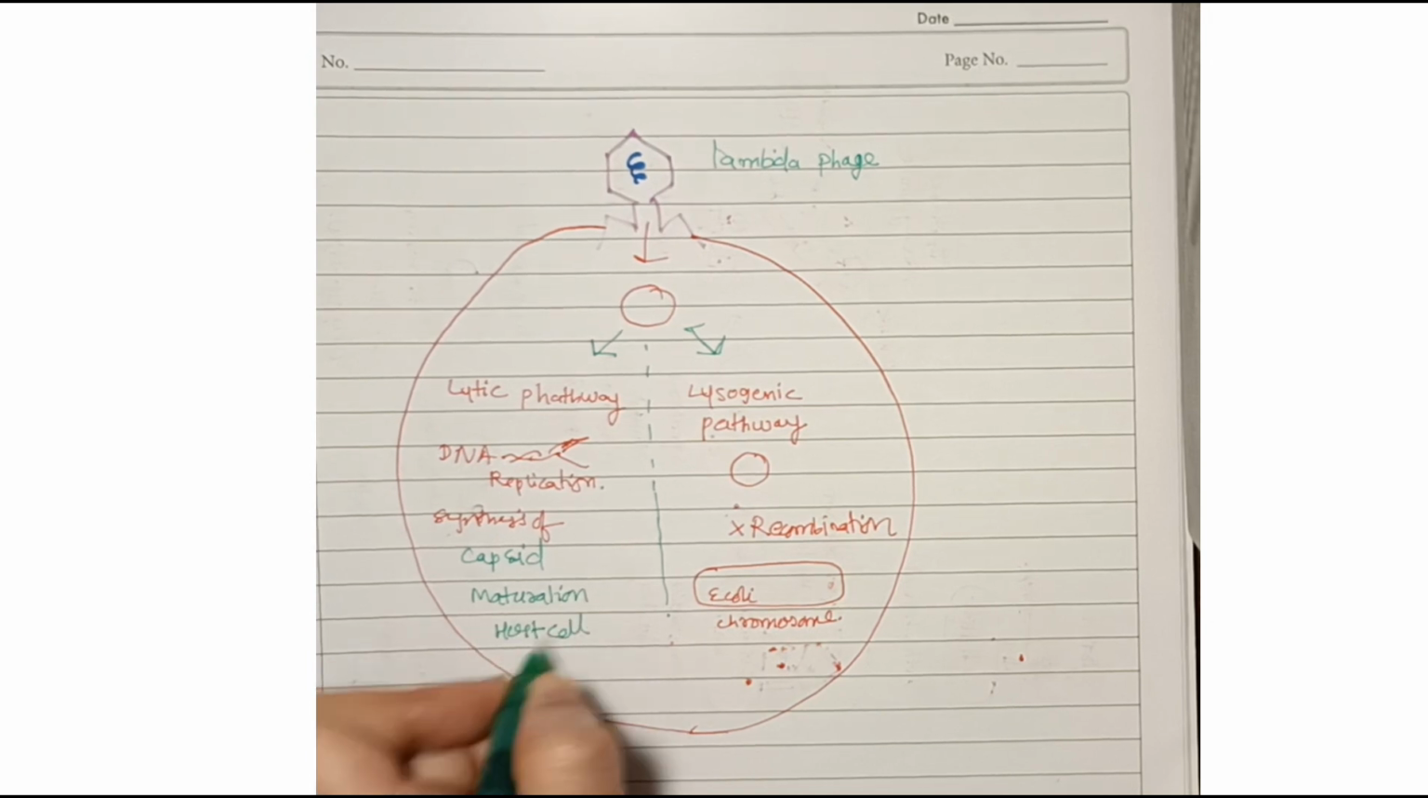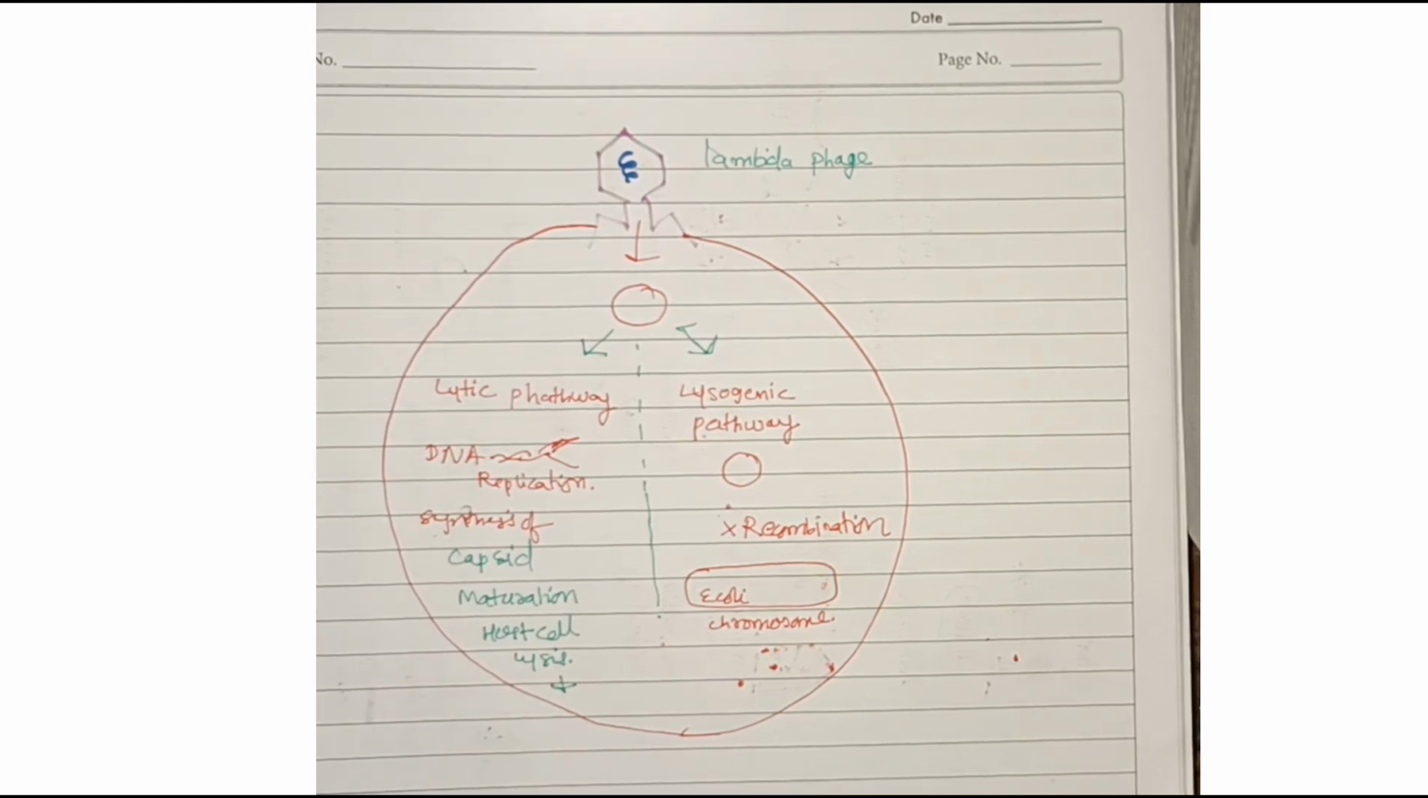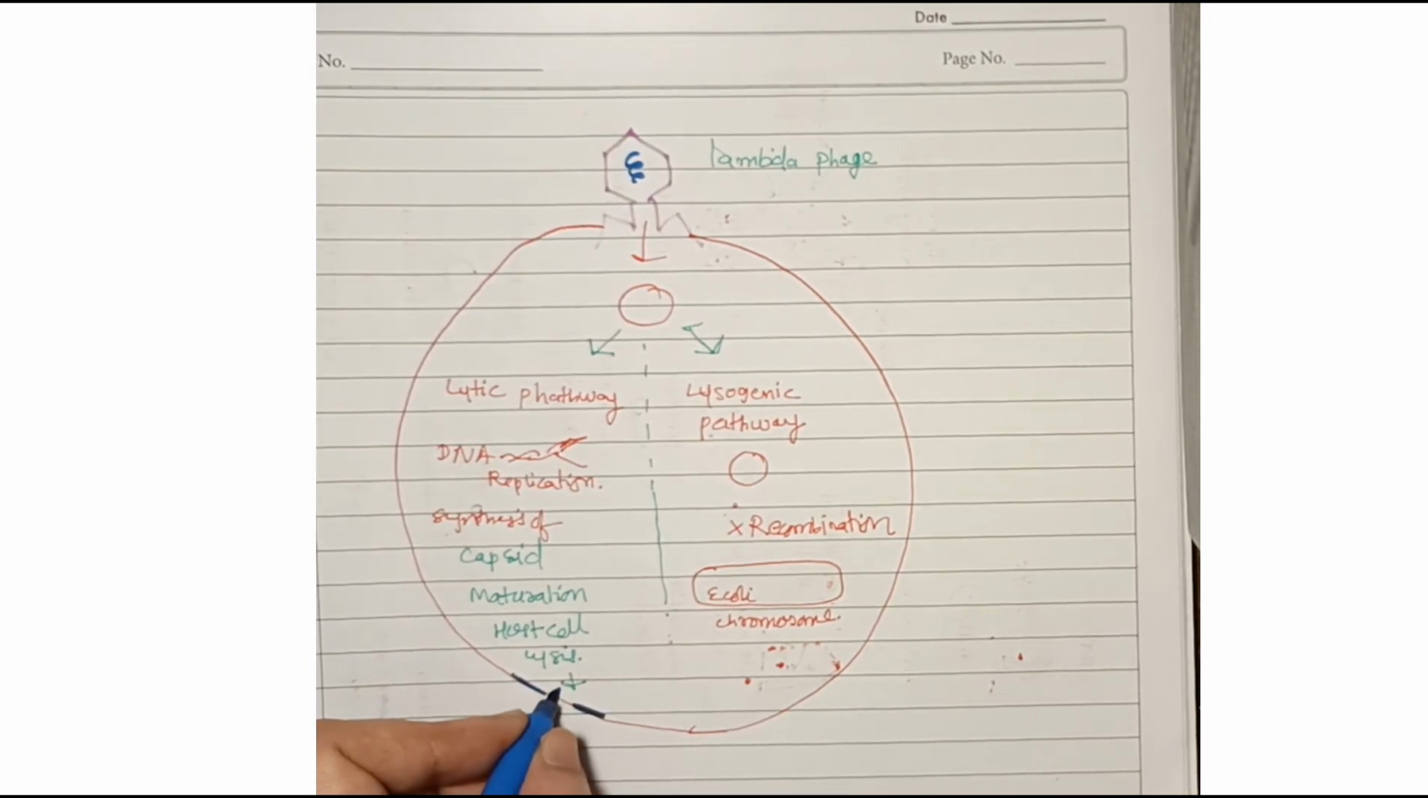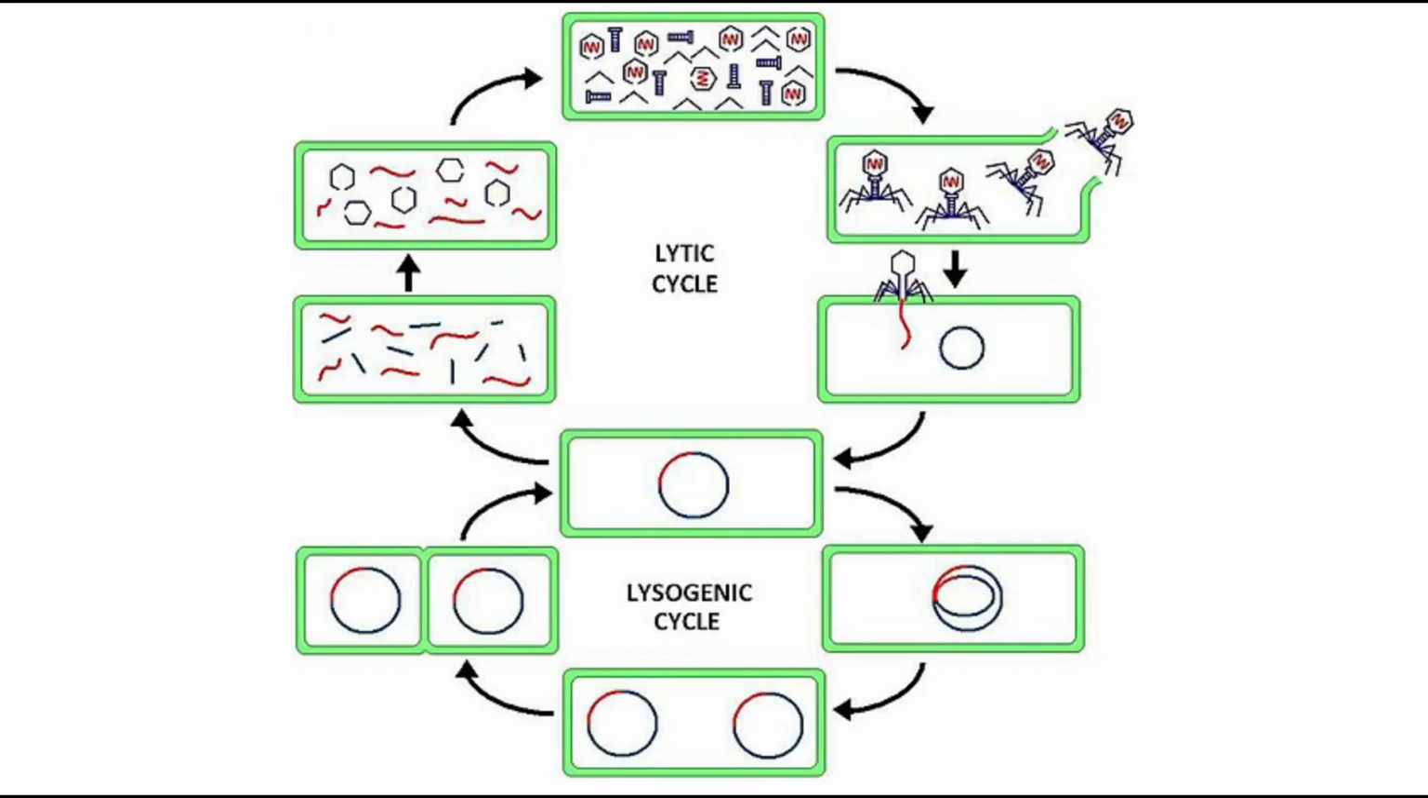These are the steps of biosynthesis. Then assembly happens, that is the maturation. The viral DNA and protein assemble here into the new virion. Then release happens. The host cell bursts open. Hundreds of new phages are released. And the result is that the cell dies and the new virus is spread.